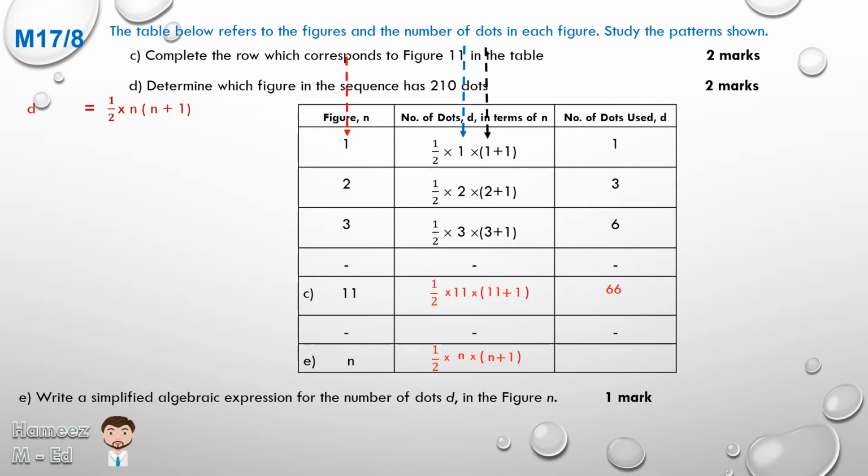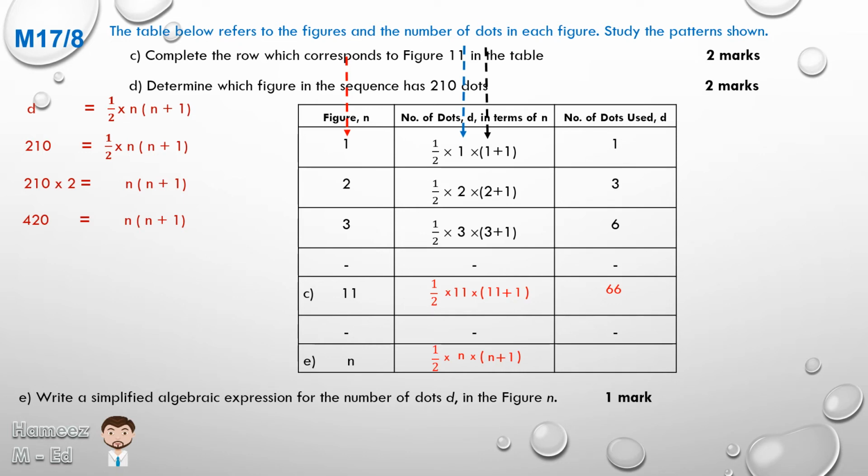Let's go solve part D now. What do we know? 210 is equal to a half times N times N plus 1. So if we're solving there, I could carry the half across. The 2 is dividing on the right hand side. When I carry it across to the left, it will do the opposite of that, right? Which will be multiplication. So 210 times 2 is equal to N by N plus 1. And 210 times 2 is 420. 420 is N times N plus 1.